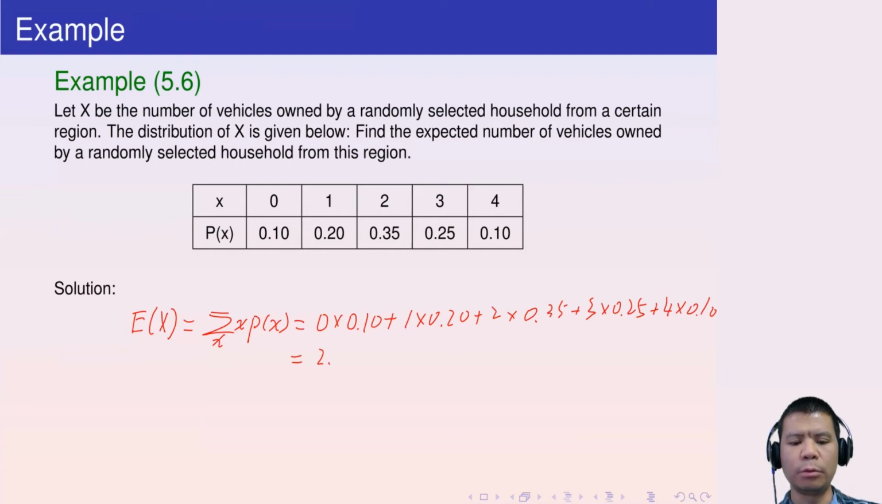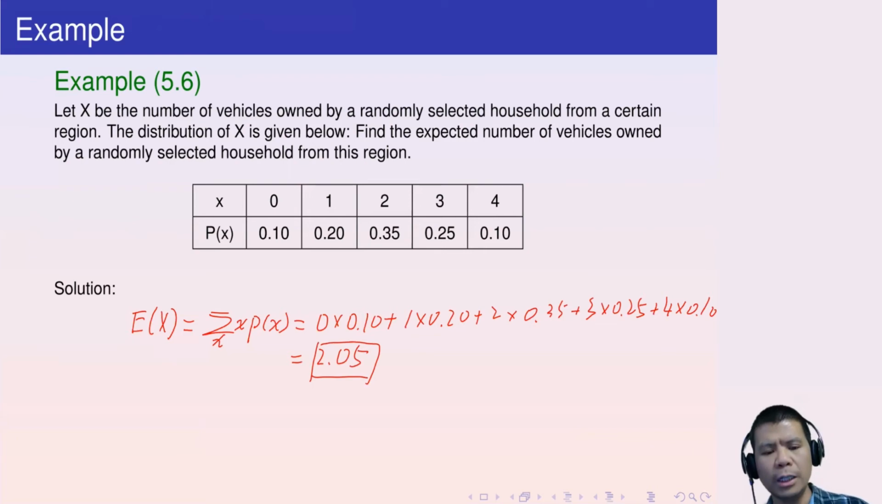You got 2.05. Now, how can it be? Okay, so we got this one, right? This is the sum of the products X times P of X. So we found it's 2.05. But does that make sense? Now here, X is what? X is the number of vehicles.